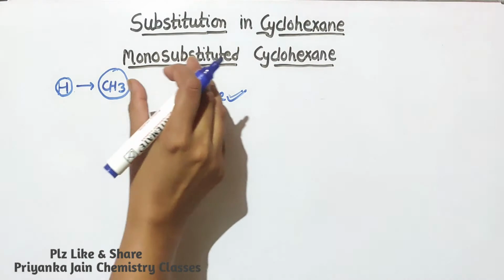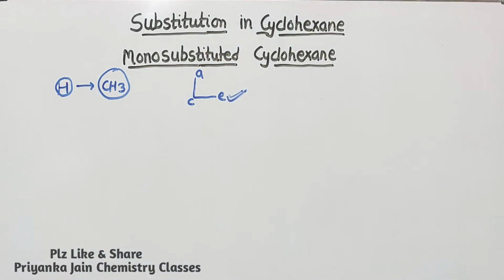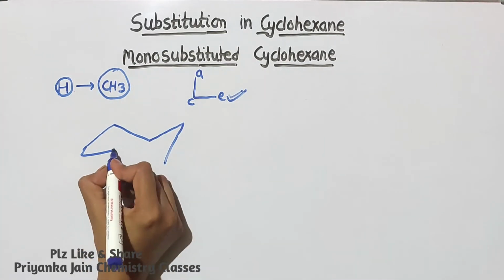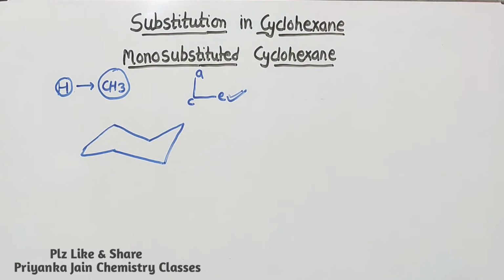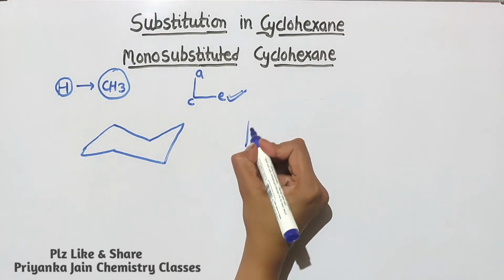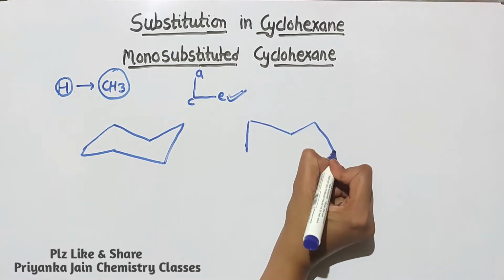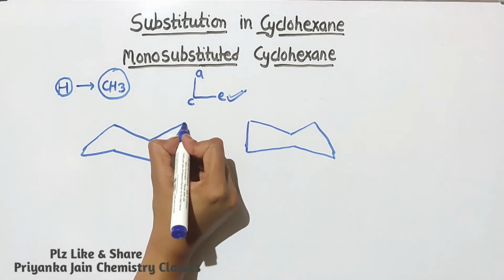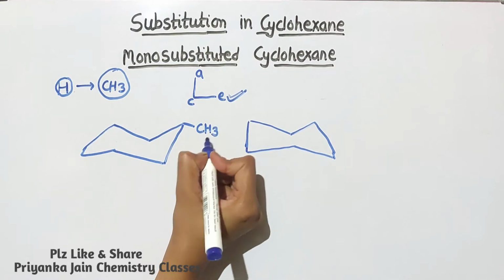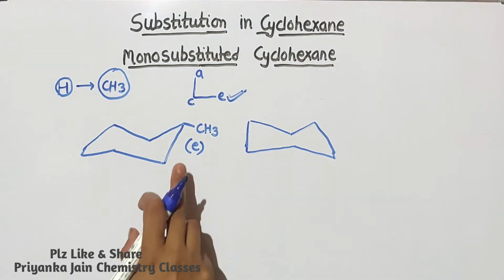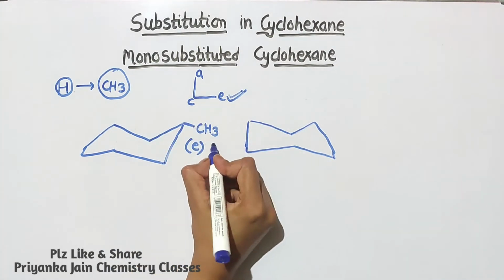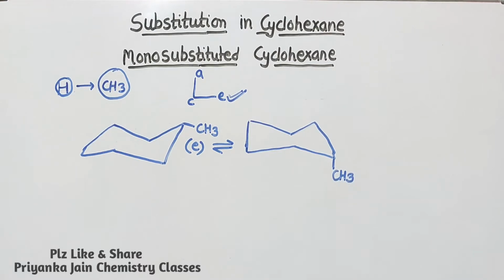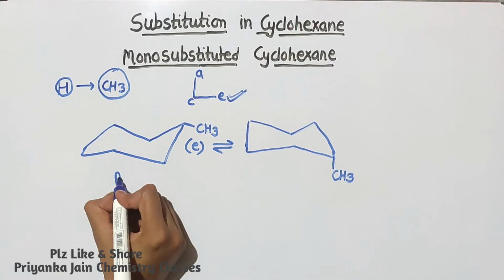So why is this more preferable? I am giving you the reason for this. See here, this is one form of the cyclohexane, and another one will be like this. If here this CH3 is present at this position, this is called the equatorial position. Here the methyl group is present at the equatorial position and this can change to this form, where the methyl group will be present at the axial position. But this is less stable and this is more stable.